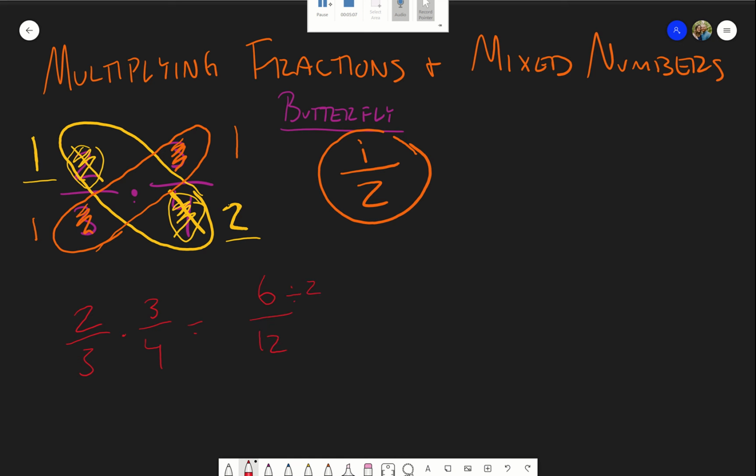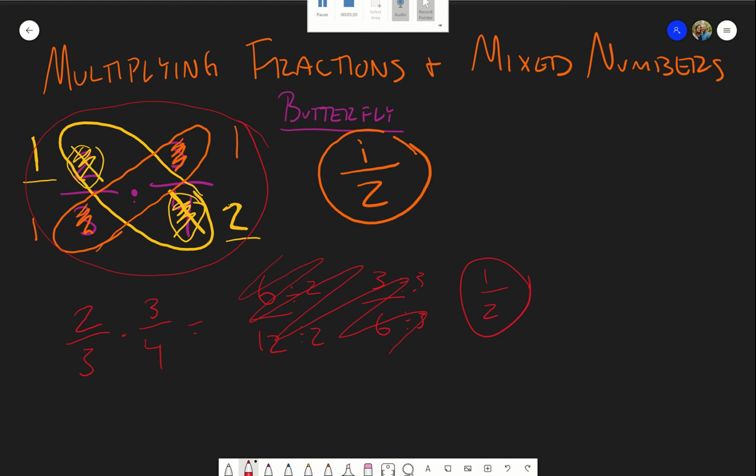6 and 12 can both be divided by 2. That is 3 and 6. 3 and 6 can both be divided by 3. That is 1 and 2. It gives me the same answer. I just don't have to do any of this work. I do it all at the beginning here, and then that makes it a little simpler for me.